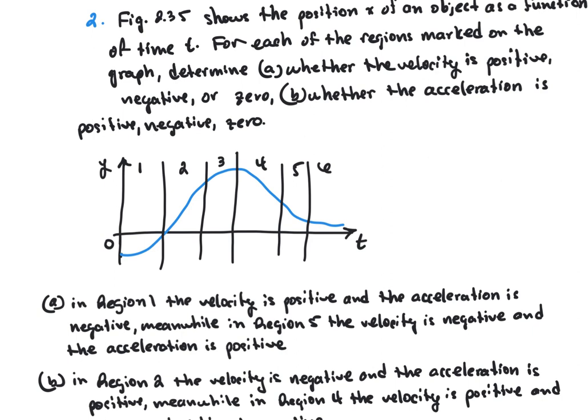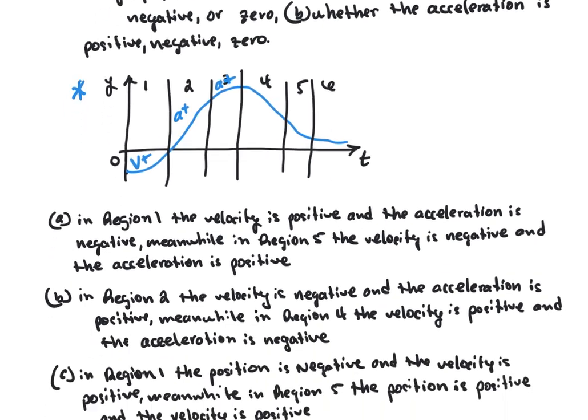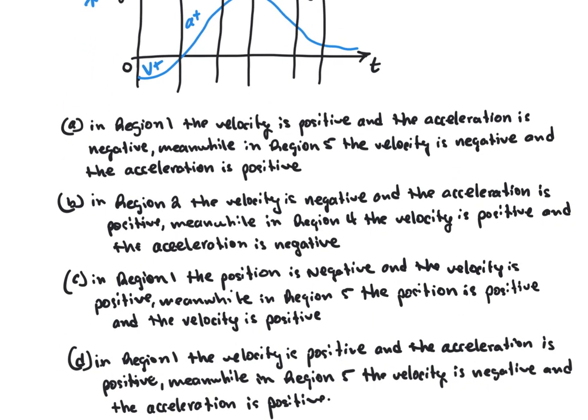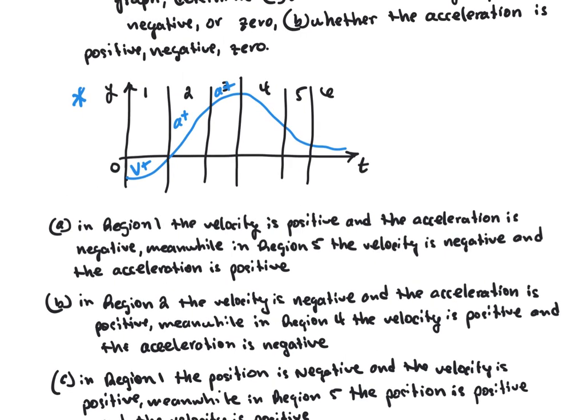Alright, when we look at the figure, we see the velocity here is positive, acceleration positive, positive. So when we look at our options, in region 1, it says the velocity is positive, like for A. Region 1, the velocity is positive, it's true. Acceleration is negative. No, acceleration is not negative. So this cannot be.